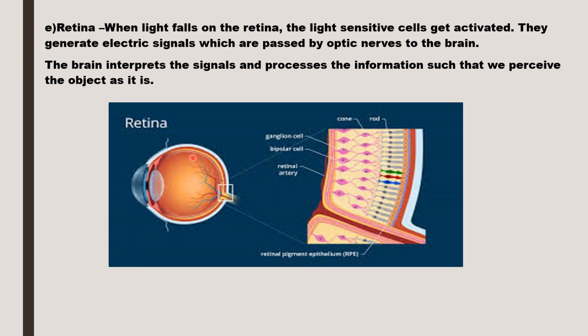Retina is a light sensitive screen. When light falls on the retina, the light cells get activated. Which light cells are present in the retina? The cone shaped cells and the rod shaped cells. So these cone shaped cells and the rod shaped cells get activated. They generate electric signals, and these signals are carried by the optic nerves to the brain. The brain interprets the signals and processes the information such that we perceive the object as it is.